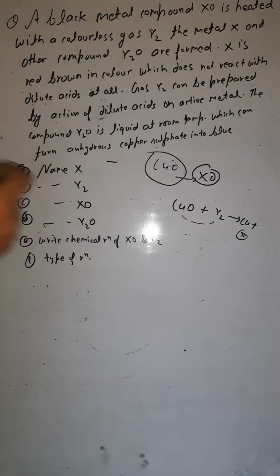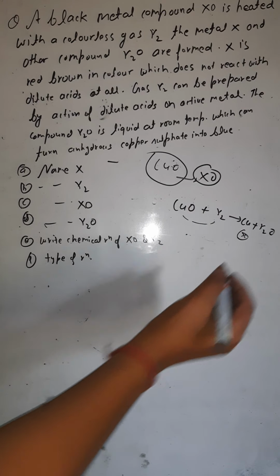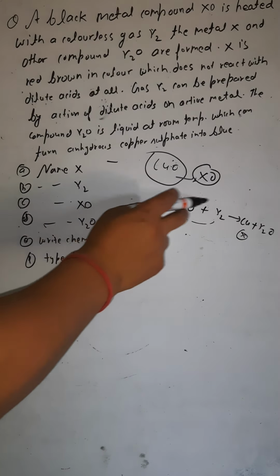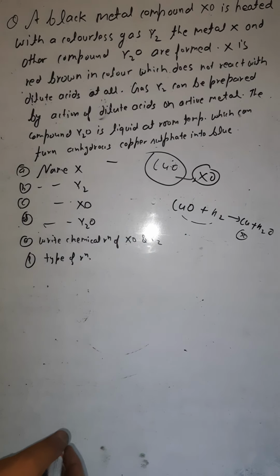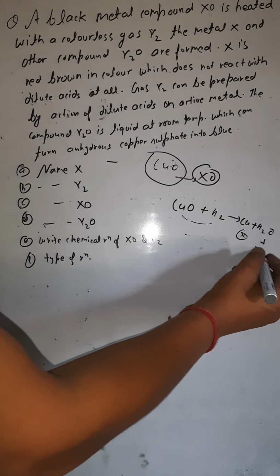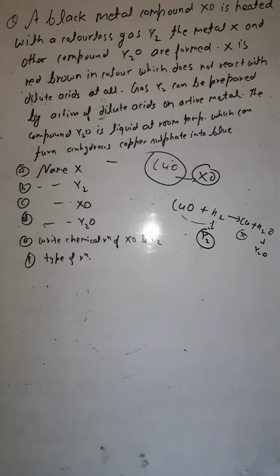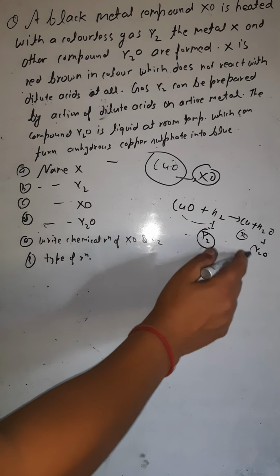So the other compound is Y2O. What could this Y2O be? Y2O is being formed here. So definitely if metal oxides are reacting with hydrogen gas, they are forming metal and water. So Y2O is what here? Y2O is water here. So this is Y2O, and this could be Y2. So Y2 is hydrogen gas here, and Y2O is water here.